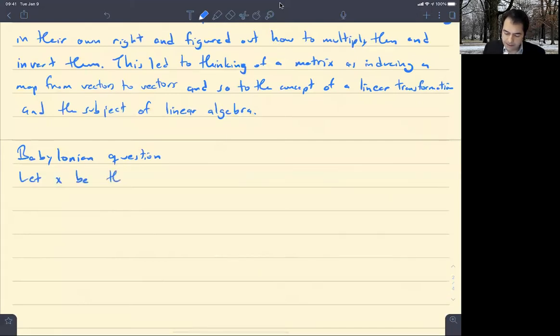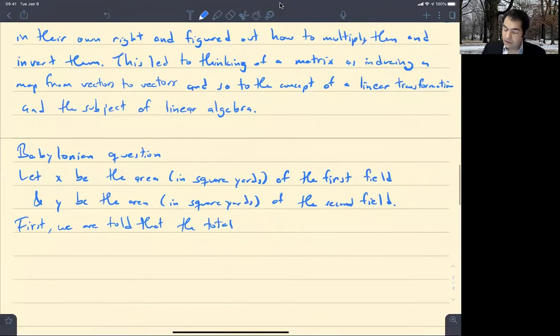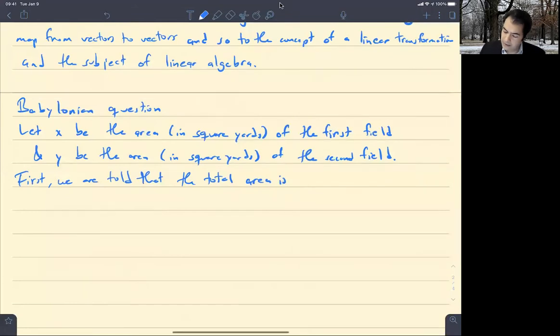Let's let x be the area, measured in square yards, of the first field, and let's let y be the area, also measured in square yards, of the second field. Okay, so the first thing we're told is that the total area is 1800 square yards, which we can write as x plus y is equal to 1800.